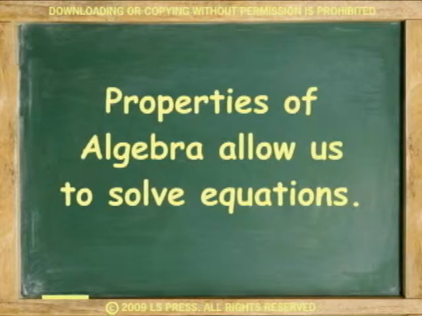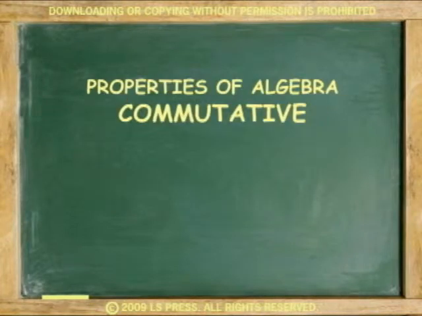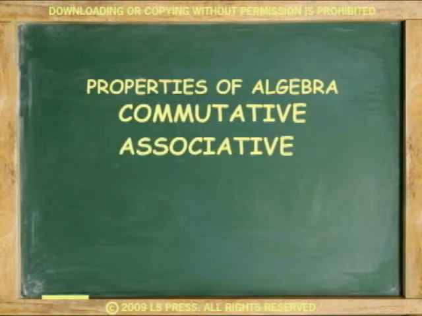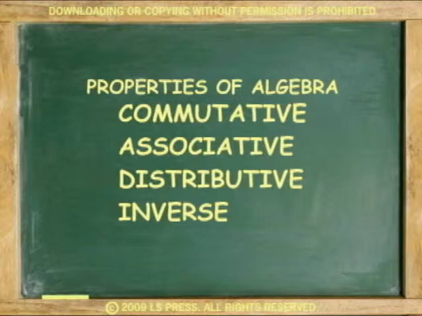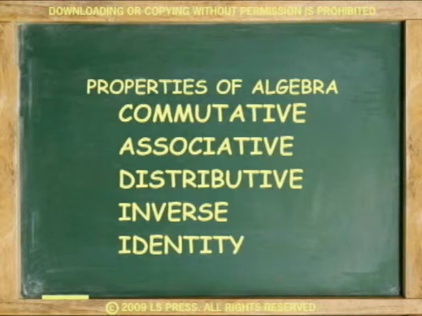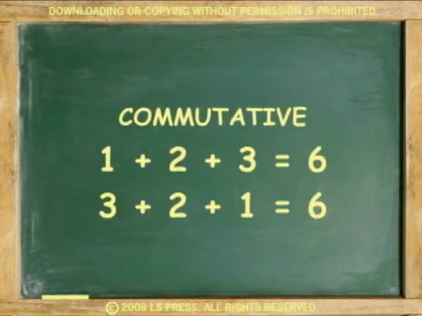Basically, properties of algebra describe what you can and cannot do with algebra. Properties go under the headings of commutative properties, associative properties, distributive properties, inverse properties, already mentioned in the previous section on variables, and identity properties. Let's begin with the commutative property.